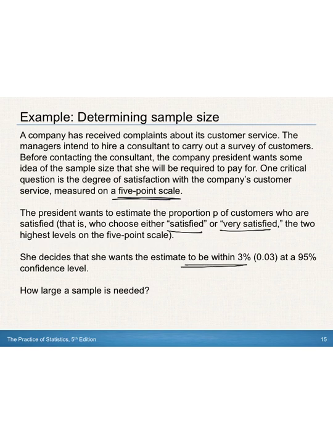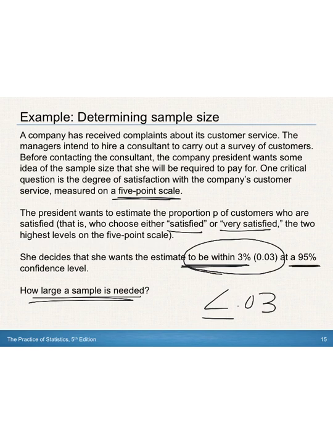Now she wants the estimate to be within 3 percentage points at a 95% confidence level. How large of a sample is needed? Well, here's our margin of error. They want it to be less than or equal to 3%. And here's our confidence level, and we know that a 95% confidence level is 1.96. But we don't know yet the n, and we don't know yet the p, and if the president hasn't done any previous work with this, then choosing 0.5 as your proportion to work with is probably the smartest choice.